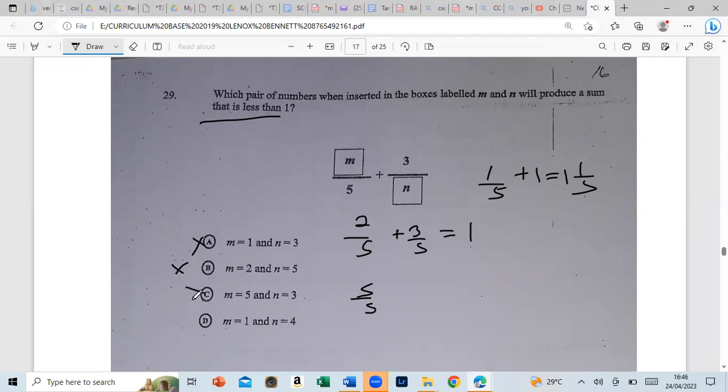But let's just still try D. So it's 1 over 5 plus 3 over 4. That is not equal to 1 but is less than 1. So the LCM is 20. 5 into 20 goes 4 times, 4 once 4. 4 into 20 goes 5 times, 3 fives are 15. So this works out to 19 over 20, which is less than 1.